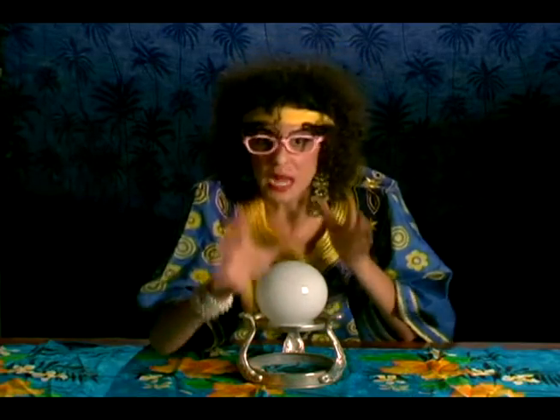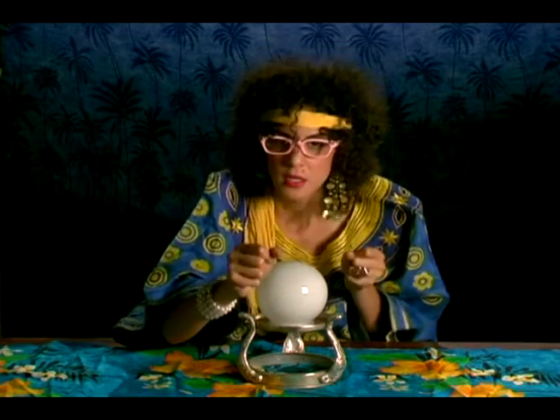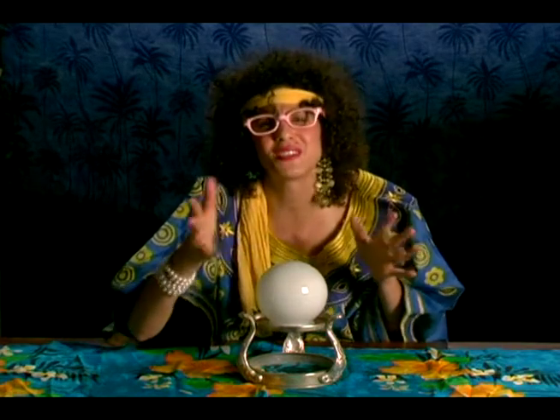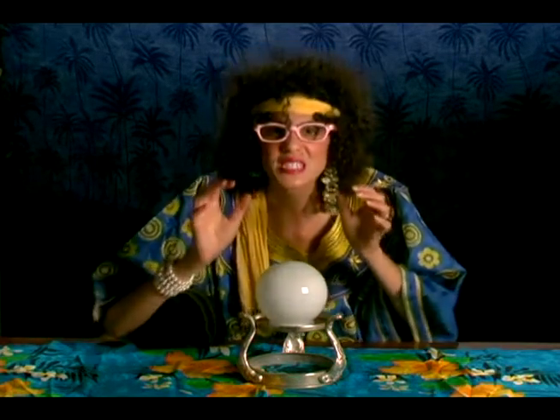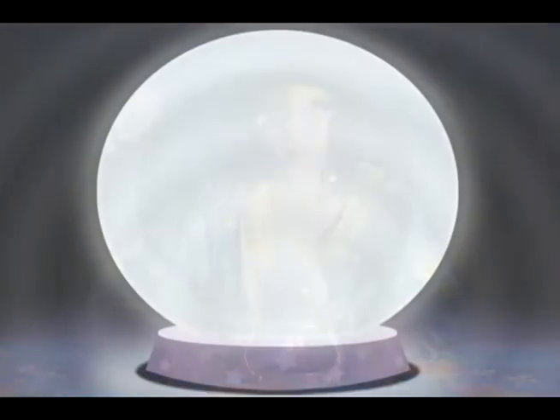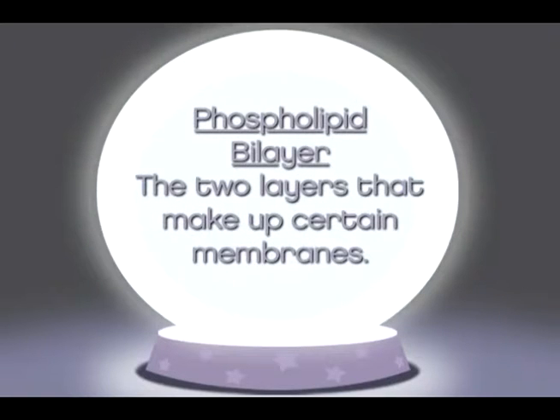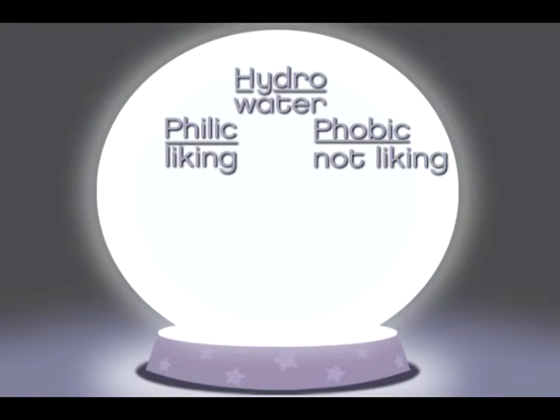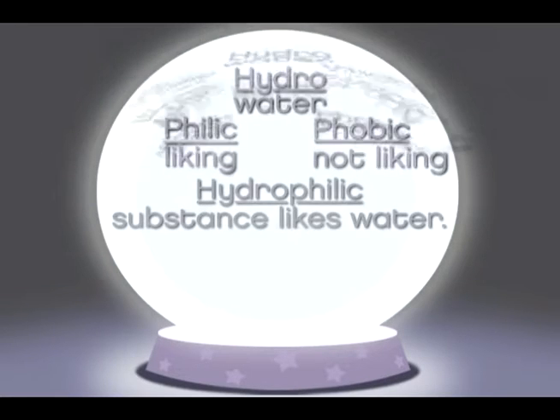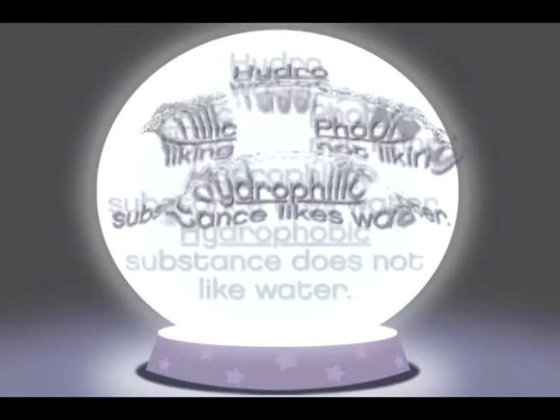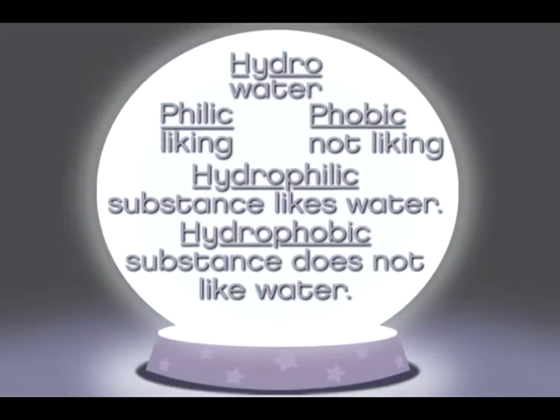There are a few things I must tell you before you proceed. Don't worry, if you don't understand them yet, everything shall indeed become clear with time. A selectively permeable membrane allows some substances and not others across it. The phospholipid bilayer is the two layers that make up certain membranes. Hydro means water. Philic means liking. Phobic means not liking. So a hydrophilic substance likes water. A hydrophobic substance does not like water.